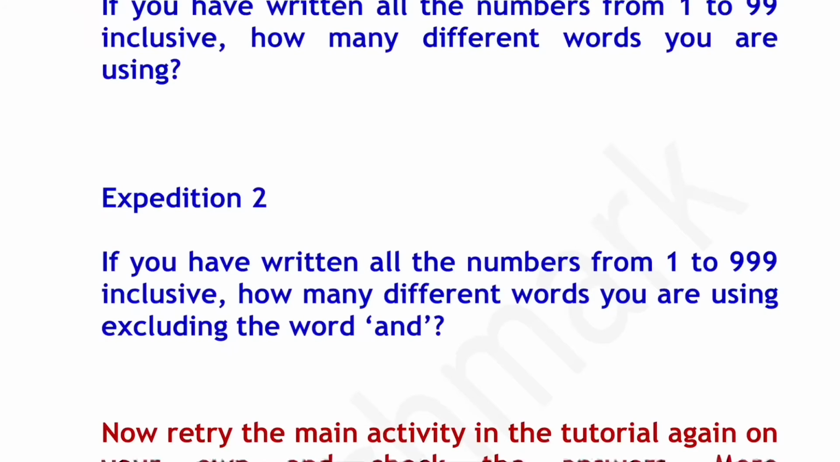Now the question is, if you have written all the numbers from 1 to 999 inclusive, how many different words are you using, excluding the word and? Because we do not consider and as a mathematical word. So now you write from 1 to 999. Earlier we considered 1 to 99, so we came up to 100 and we go up to 999. Now I need the answer in 5 seconds. Yes, go ahead.